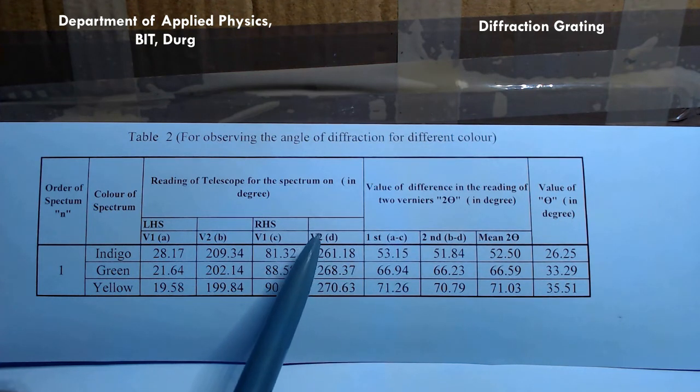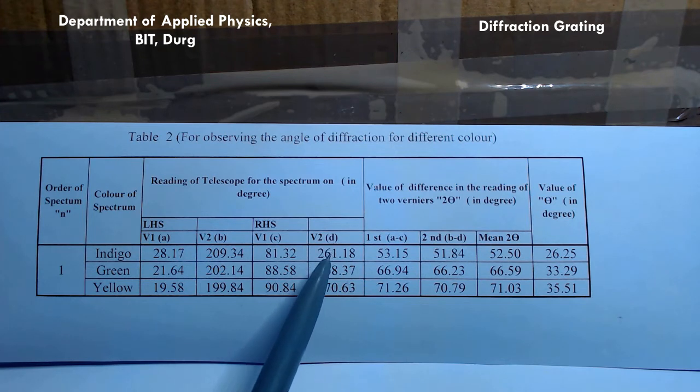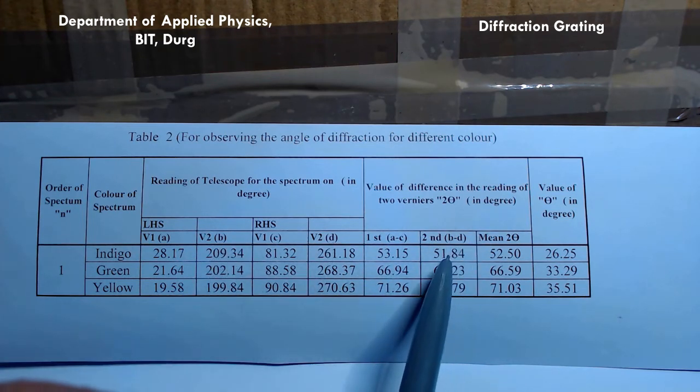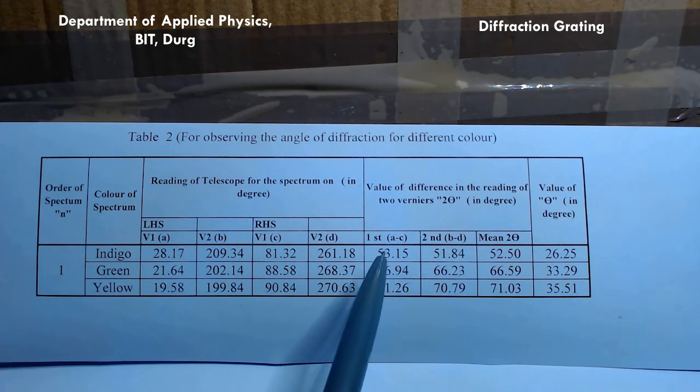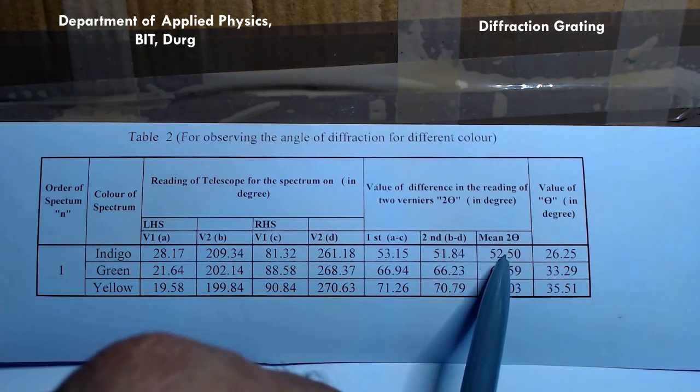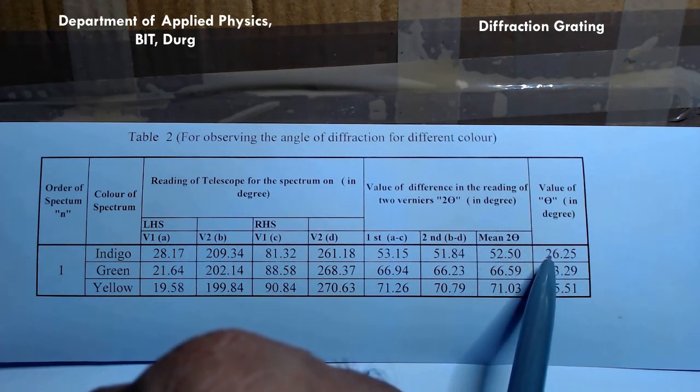Similarly, the position of second vernier for the same color in right hand side and left hand side is 261.18 minus 209.34, which gives us the value of 51.84. The average of these two is 52.50. So this is the mean value of 2 theta. When divided by 2, it gives the value of angle, that is theta.